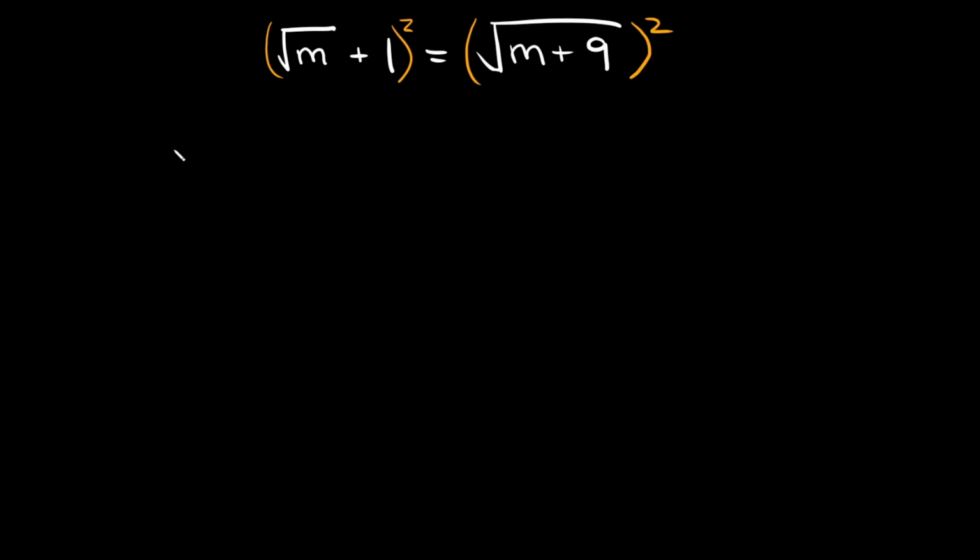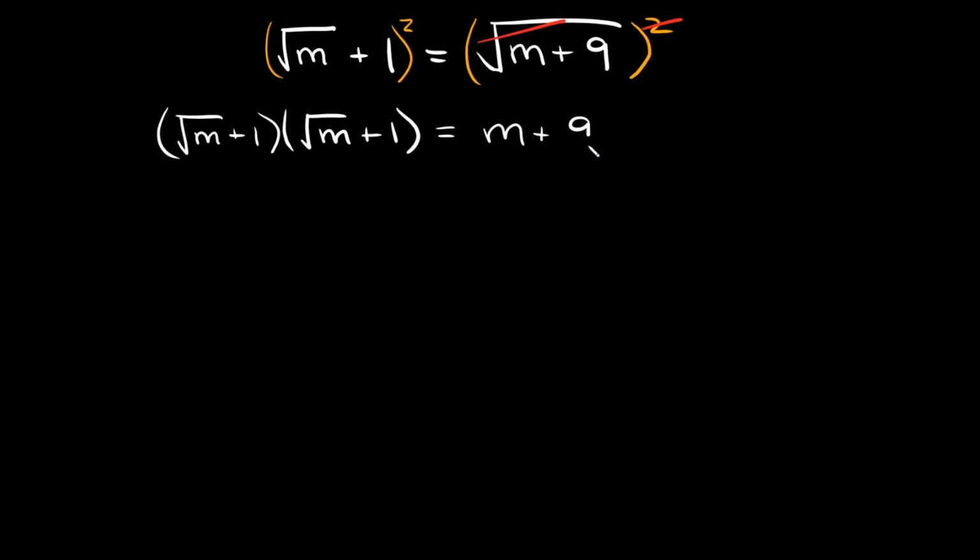So on this side, we're going to have the square root of m plus 1 times the square root of m plus 1, and that's going to be equal to this whole thing squared, right? In this case, this is kind of nice because the radical and this exponent are going to cancel each other out, so we're just left with m plus 9 on this side.